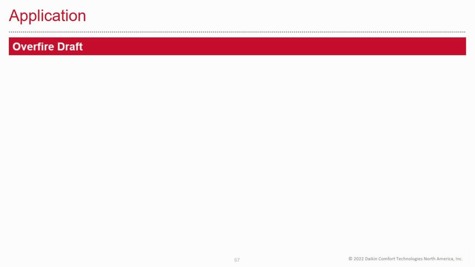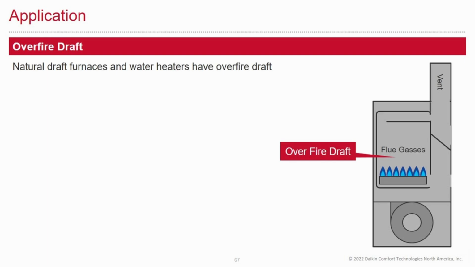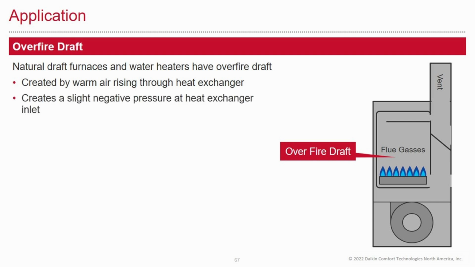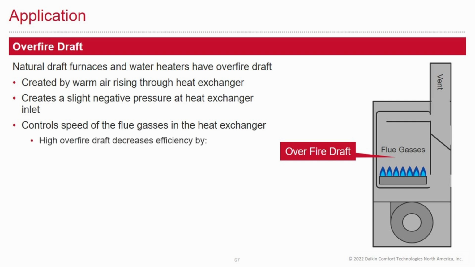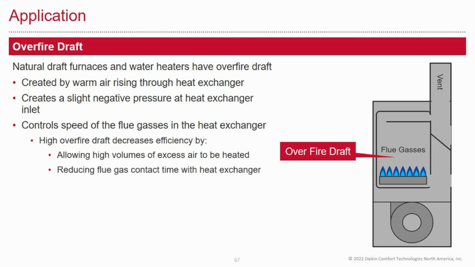Overfire draft. Natural draft furnaces and water heaters have overfire draft. It's created by warm air rising through the heat exchanger. Overfire draft creates a slight negative pressure at the heat exchanger inlet. It controls the speed of the flue gases in the heat exchanger. High overfire draft decreases efficiency by allowing high volumes of excess air to be heated and reducing flue gas contact time with the heat exchanger.